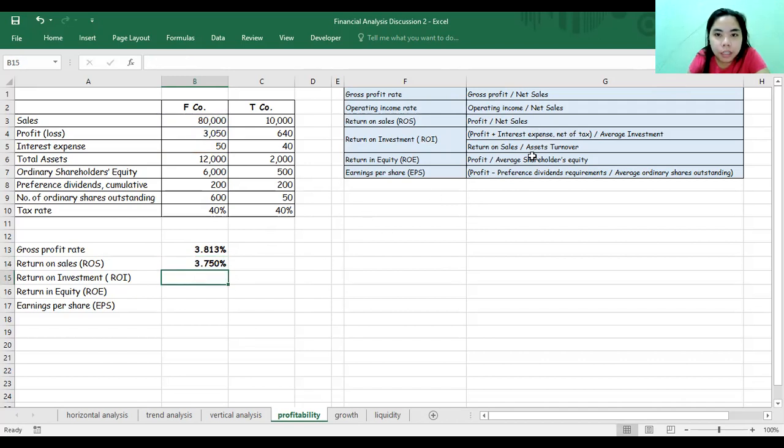Return on investment is profit plus interest expense net of tax divided by the average investment. So I have to check. Might be it's not there anymore. Maybe I did not include it inside the video. I have to check.